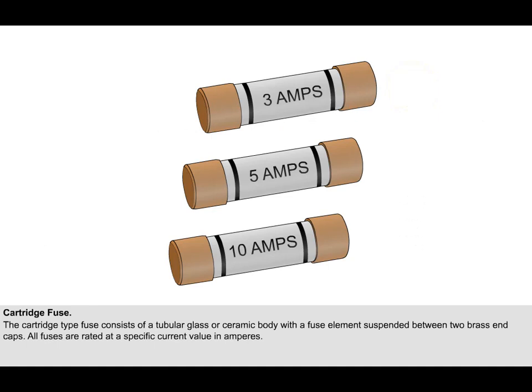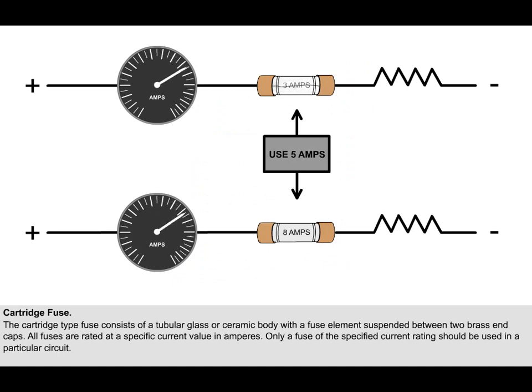All fuses are rated at a specific current value in amperes. The rating indicates the current they will carry continuously or intermittently without unduly heating up or deteriorating. The rating of a fuse for a particular circuit is such that the fuse will blow at a current level below the safety limit of the equipment or cable being protected. For this reason, only a fuse of the specified current rating should be used in a particular circuit.